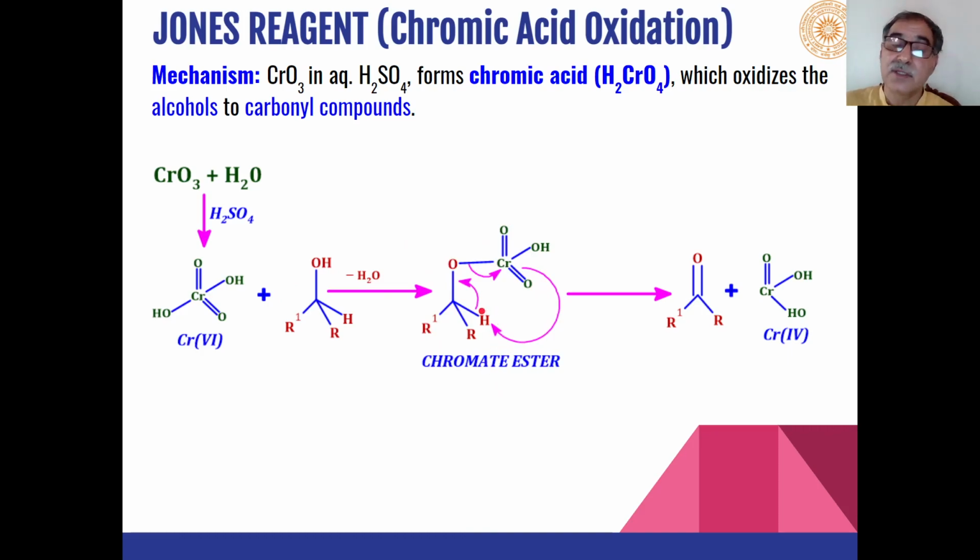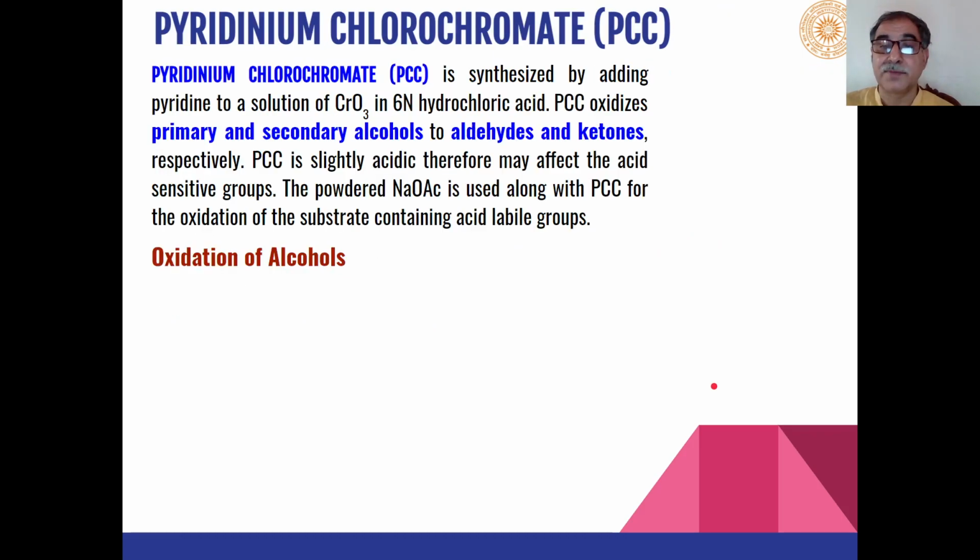Then this chromate ester undergoes rearrangement like this, with removal of this proton by this oxygen of the chromium reagent, and we will get the corresponding ketone, and chromium(IV) is formed as the product. So this is how alcohols are oxidized to ketones as the product.